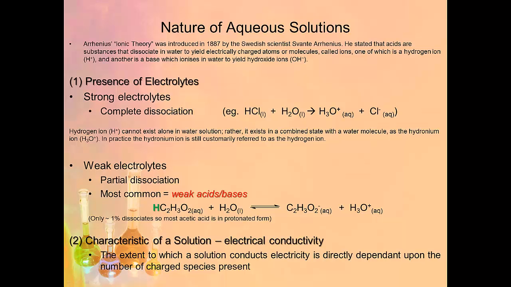Then we've got the characteristic of a solution. So the extent to which a solution conducts electricity is directly dependent on the number of charged species present, okay? So by measuring the electrical conductivity, in some cases, we can get an idea of how far dissociated our species are.